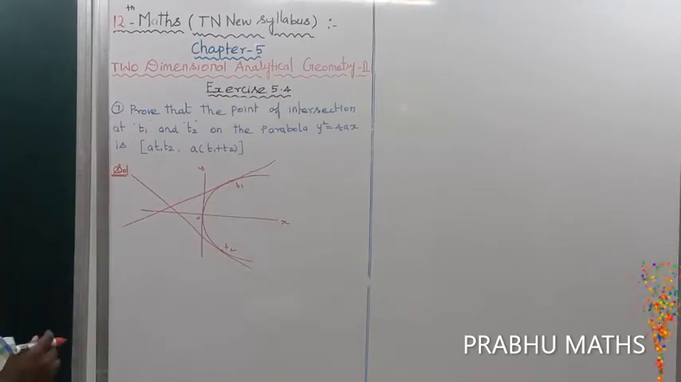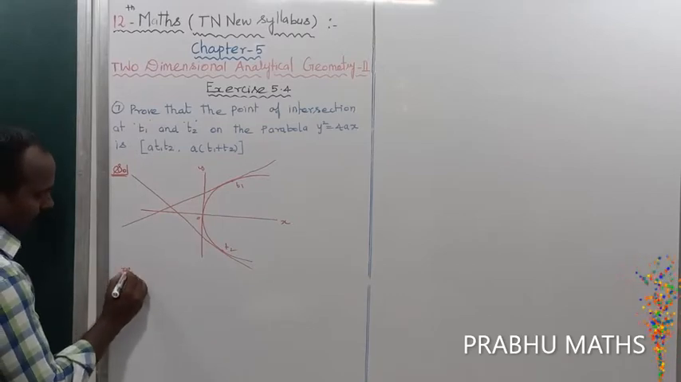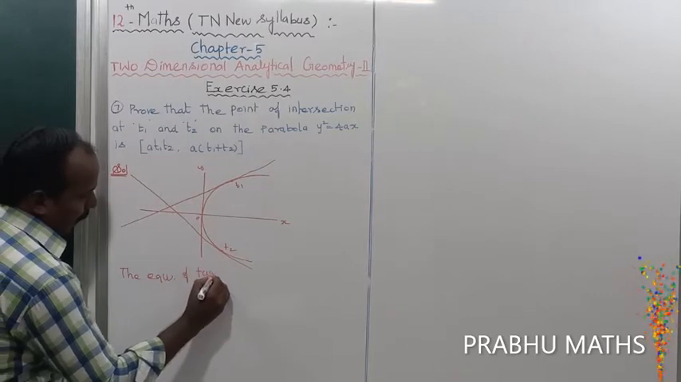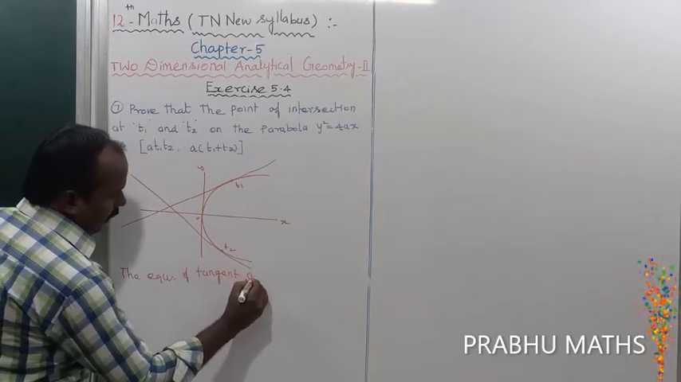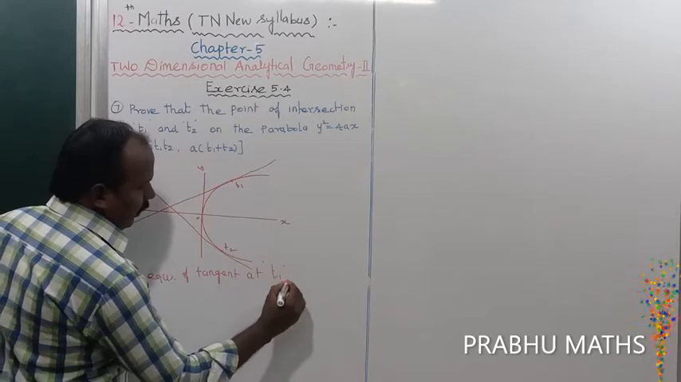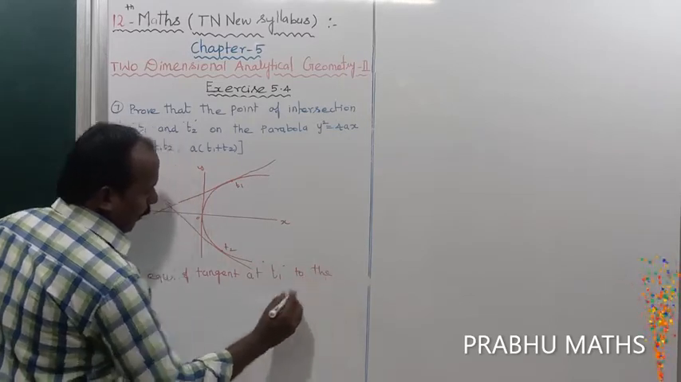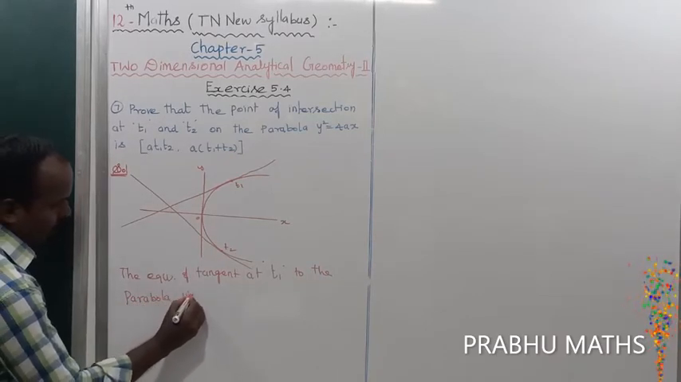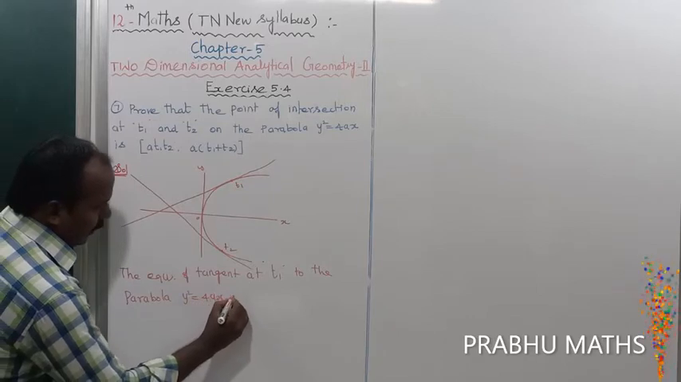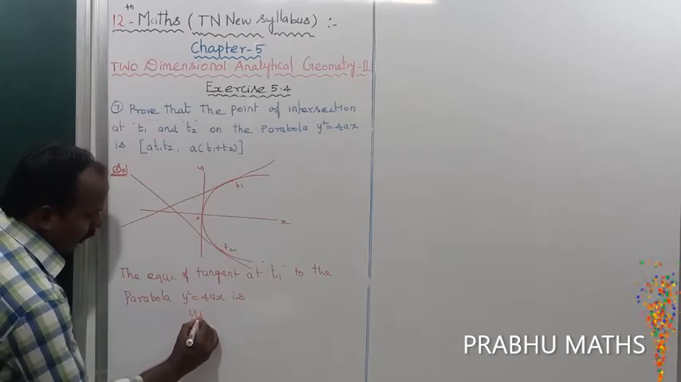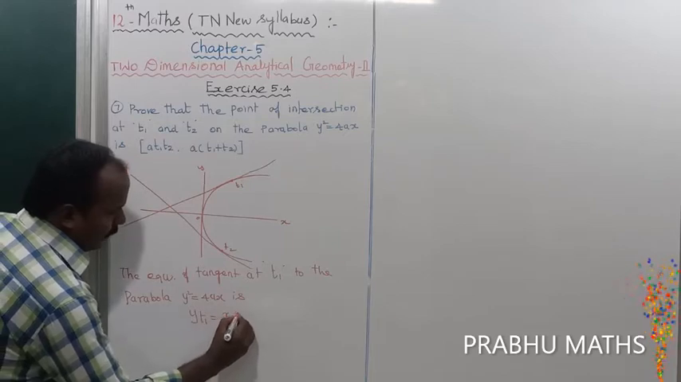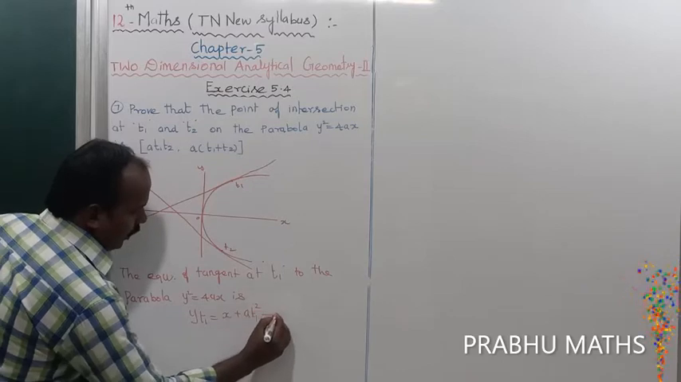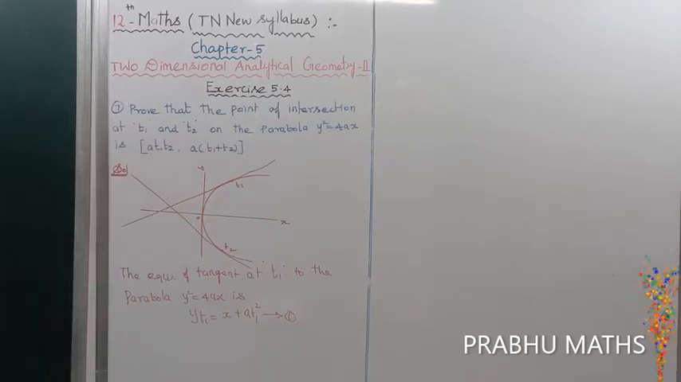The equation of the tangent at t1 to the parabola y² = 4ax is y t1 = x + a t1². That is equation number 1. That is the first equation.